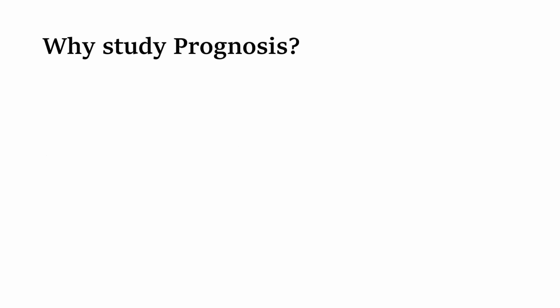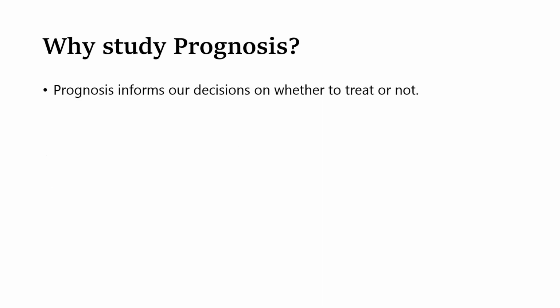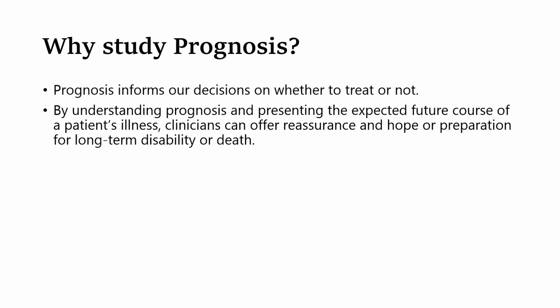Why study prognosis, or why do we need the prognosis of diseases as clinicians? Prognosis informs our decisions on whether to treat or not. If a patient is likely to improve without intervention, clinicians should not recommend treatments, particularly those that are expensive or potentially toxic. On the other hand, some patients will experience poor outcomes regardless of which treatment is given. By understanding prognosis and presenting the expected future course of a patient's illness, clinicians can offer either reassurance and hope or preparation for long-term disability or death.